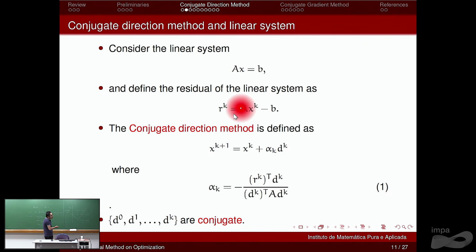So the conjugate direction method contains two parts. First, the directions are conjugate, and then alpha k is determined by the exact line search. And remember, this problem is equivalent to minimizing a convex quadratic function. Then you use the exact line search for the minimization of that quadratic function, and then you get this.